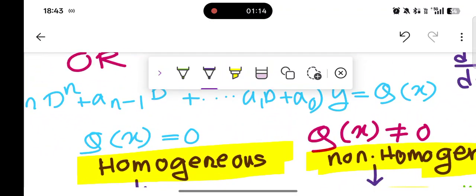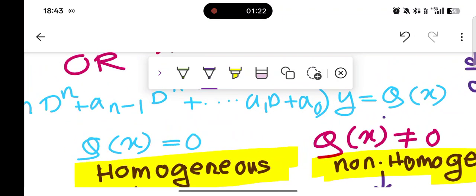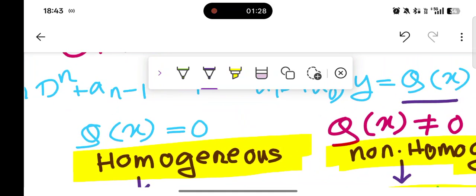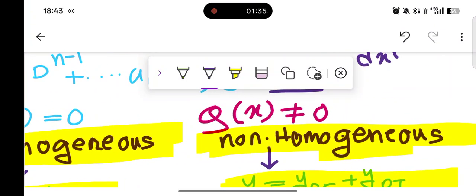Maybe the equation is homogeneous, or maybe the equation is not homogeneous. If Q, which is a function of the independent variable x here, if Q(x) equals 0, then it is homogeneous. Otherwise, if Q(x) is not equal to 0, then it is non-homogeneous.